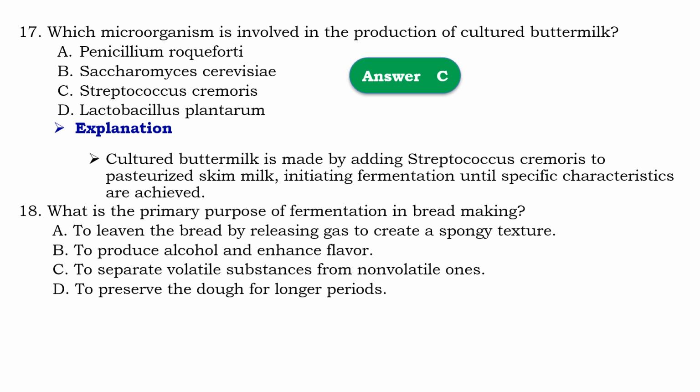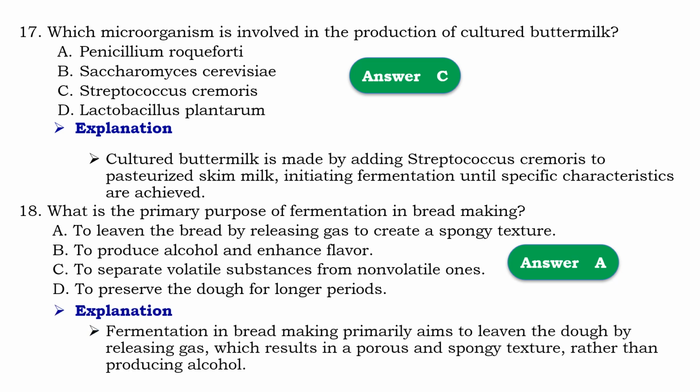Question number 18. What is the primary purpose of fermentation in bread making? So the answer will be A, to leaven the bread by releasing gas to create spongy texture. Means that fermentation in bread making primarily aims to leaven the dough by releasing gas, which results in porous and spongy texture rather than producing alcohol.